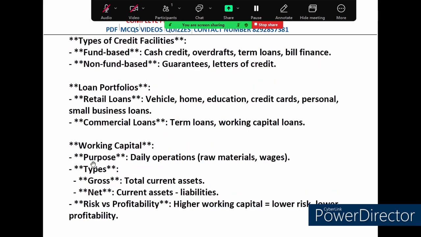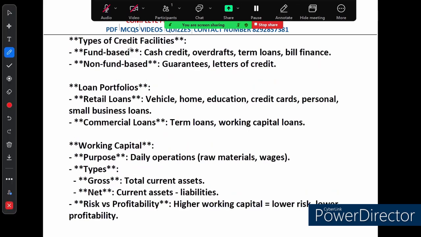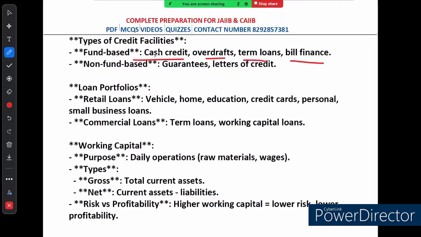Next are the types of credit facility. Fund based includes cash credit, overdraft, term loan, and bill finance. Remember this. Non-fund based includes guarantee and letter of credit. Now if we talk about the loan portfolio, retail loans include vehicle loan, education loan, credit card, personal loan, and small business loan. Commercial loans include term loan and working capital loan.